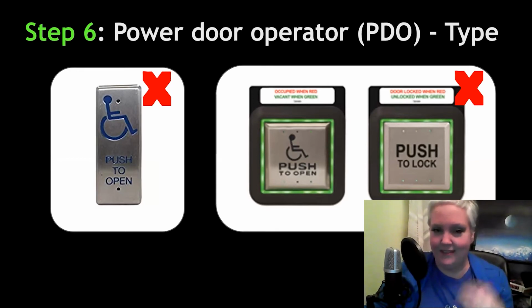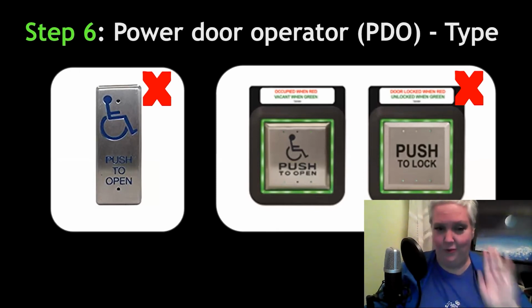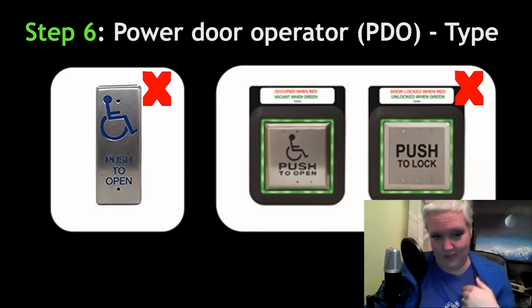So if you have something like this, it needs to be upgraded immediately. It's a very thin, tall push to open button. It's pretty small. It's actually smaller than the big round one, and it's usually mounted right next to the door, even if the door is coming right at you, which means you'll be hit. So it's just not big enough for people to see.